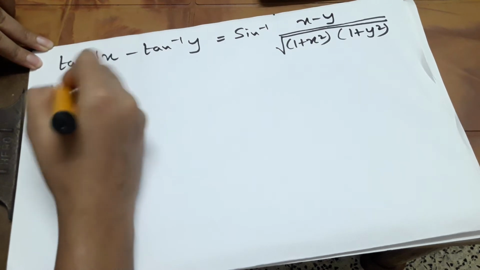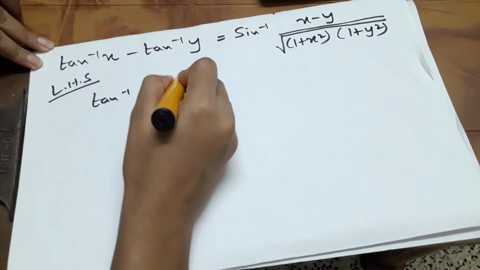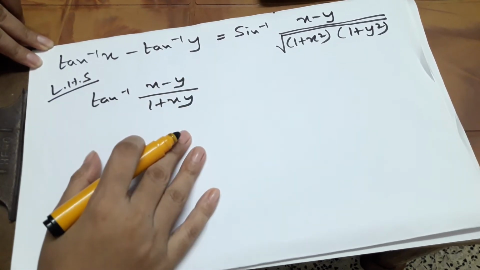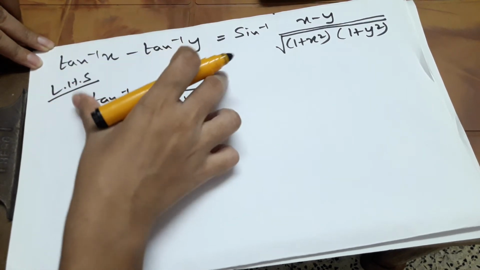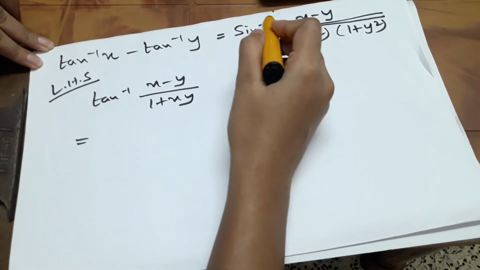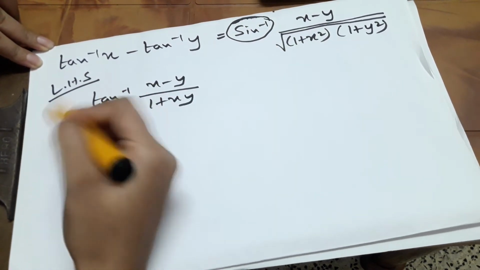So first I will write the LHS. The formula is tan inverse of (x minus y) by (1 plus xy). Whenever you start from this expression, first you copy it, then write equals to this one. But the answer is in sin inverse, so that's why I have to convert from tan to sin.